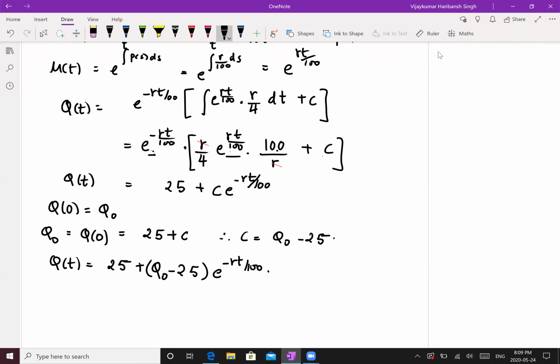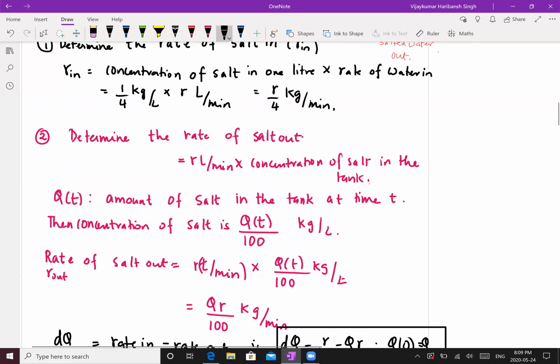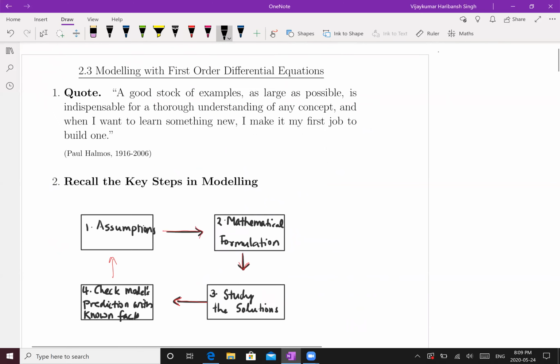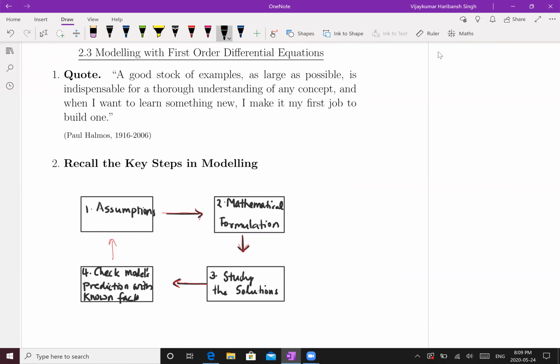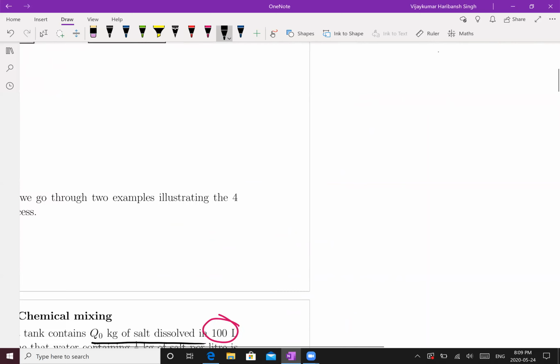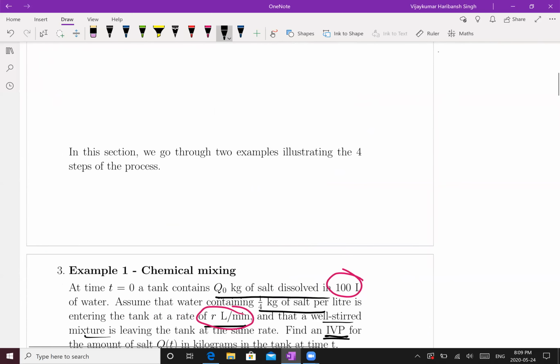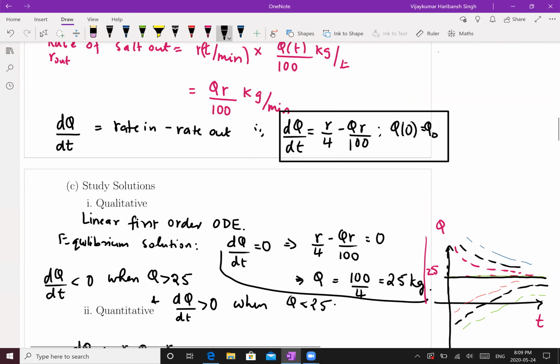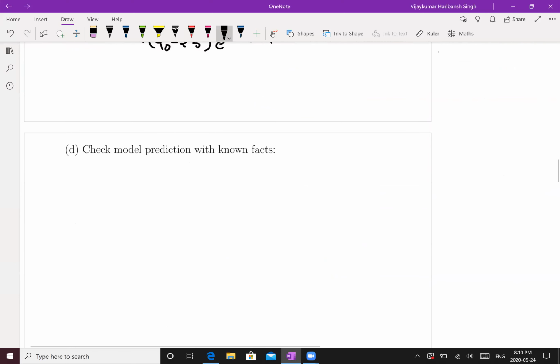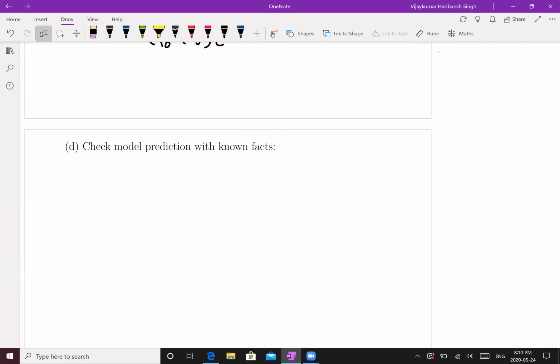Okay, so this is the setup. Now let's check this model. We have done solving the solution. Recall the steps were, first assumptions, then mathematical formulation. Now we have found the solution. Now we'll study whether it checks, so we'll check the solution with the predictions of known facts.